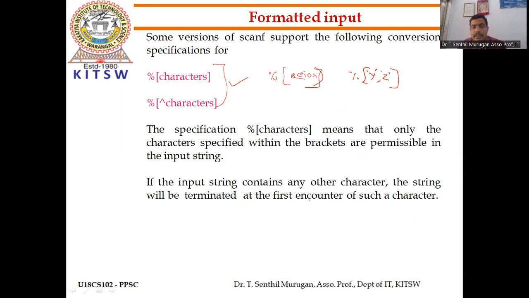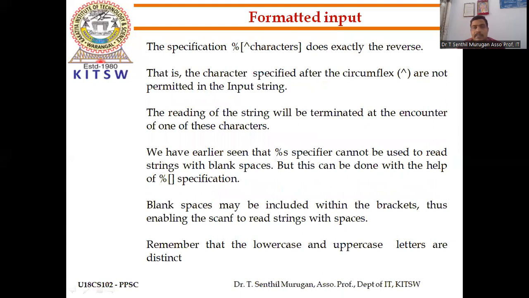While you are using the string, what happens? If any other character appears, the string will be terminated at the first encounter of such a character. So if any spaces are there, it will consider the first string and second string. This circumflex symbol is used to not permit the input string characters specified. If a character is specified without this symbol, that character will be accepted. If you are using this symbol, it will not accept those characters.